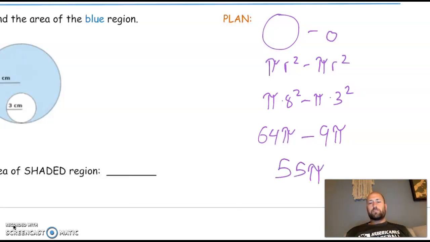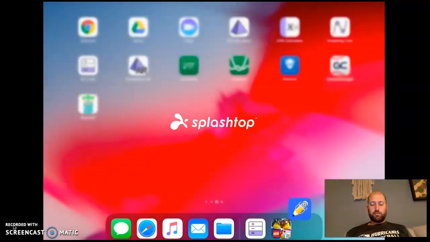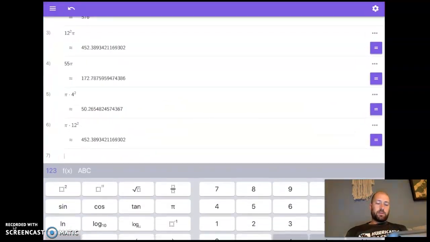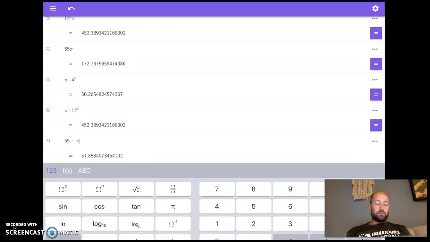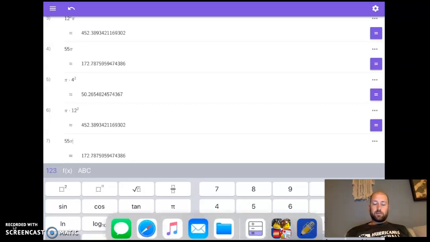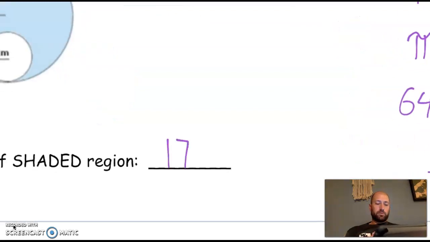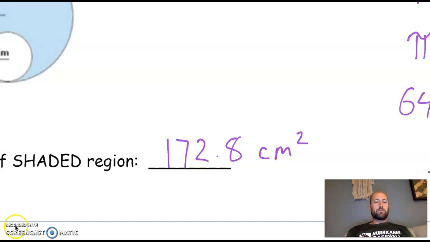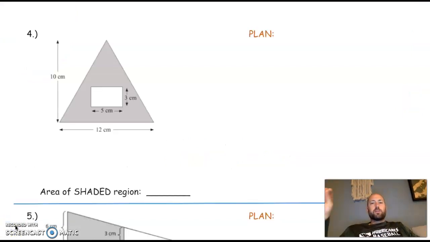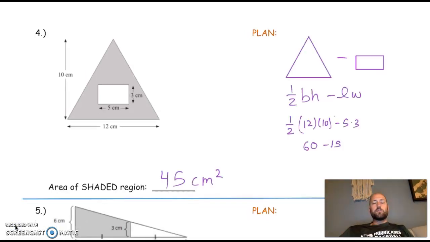Now you could have plugged in 64 pi and 9 pi and then rounded there, but if you keep it in terms of pi, I can just subtract those. 55 pi is 172.78, which I'm going to round to 172.8 centimeters squared. Okay, now you're going to try number 4. So you can either pause it here and try number 4, or again follow along with the notes that are posted on Google Classroom.